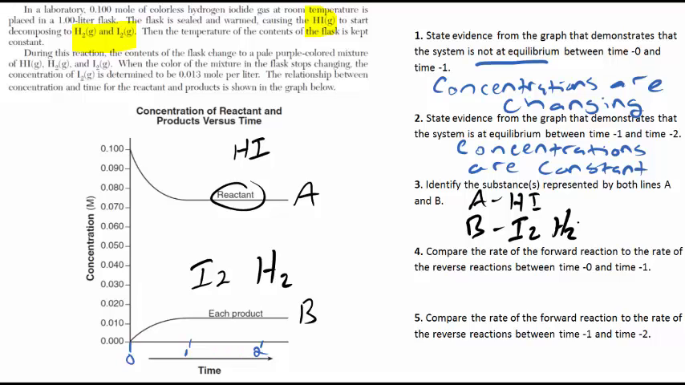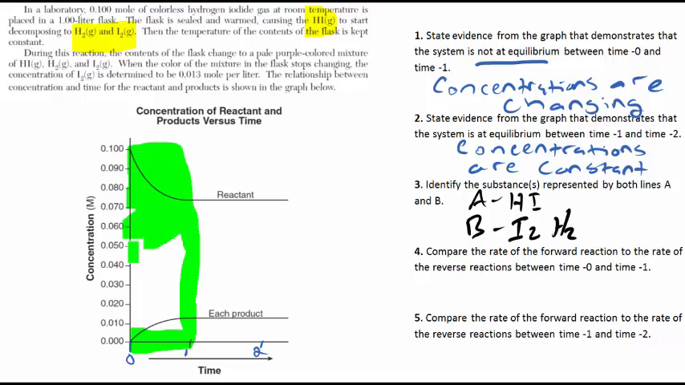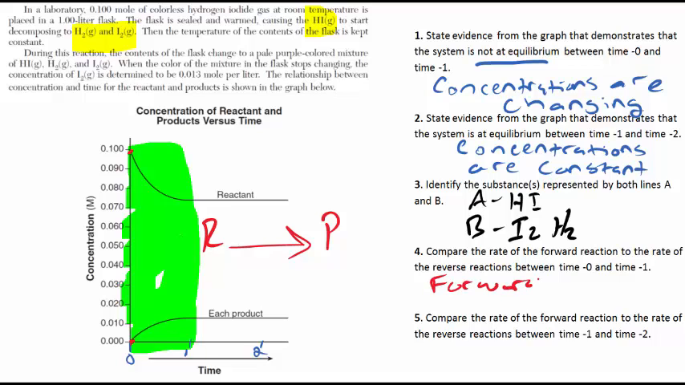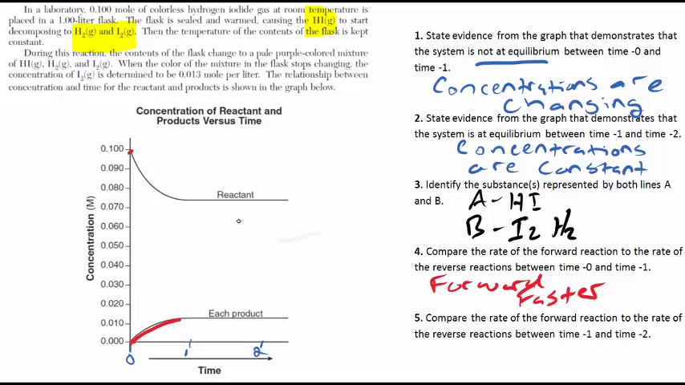All right. Number 4. Clean this up. Compare the rate of the forward reaction to the rate of the reverse reaction between 0 and 1. So we're back to times 0 and 1. Okay, this is a little trickier. This is right when the reaction begins. If you look at time 0, it begins with 0 product and all reactant. That means that the reaction is, at least initially, only going in the forward direction from reactant to product, right? So between times 0 and 1, the forward reaction is faster, right? Look at all of the product I'm making, and look at all the reactant I'm losing. So during times 0 to 1, the forward reaction's going.